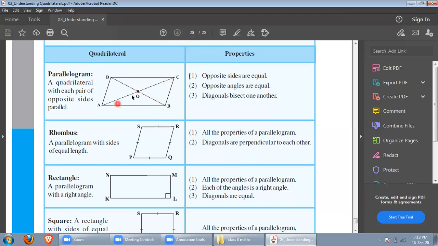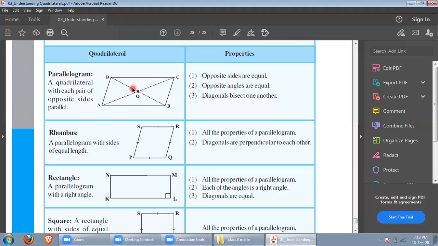It doesn't say that OA equals OD. Okay, don't confuse. It doesn't say OA equals OD, but it says OD equals OB and OA also equals OC. This is the meaning that the diagonals bisect each other.